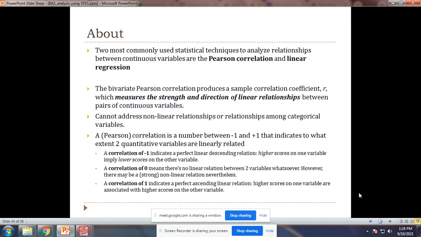So mostly in your SPSS software, we will be using the Pearson correlation. When we say bivariate correlation, we refer to Pearson correlation only. And whenever your independent variable and dependent variable are continuous in nature, you can perform both these tests, correlation as well as regression.